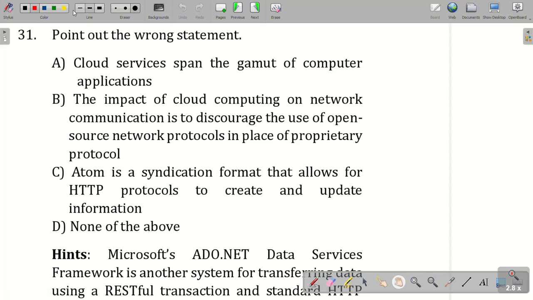Point out the wrong statement. Cloud services span the gamut of computer applications, correct. The impact of cloud computing on network communication is to discourage the use of open source network protocols in place of proprietary protocols. It is wrong. Atom is a syndication format that allows for the HTTP protocol to create and update information. It is also correct. So the wrong statement is B. Correct answer B.